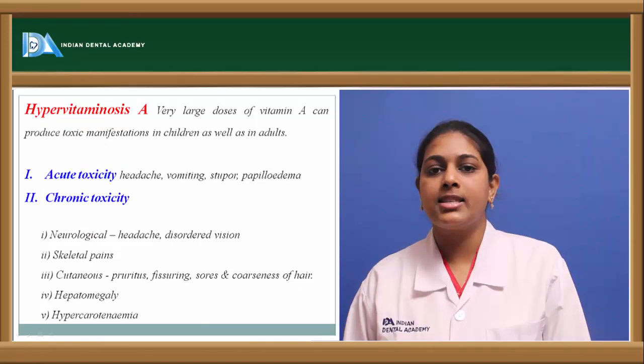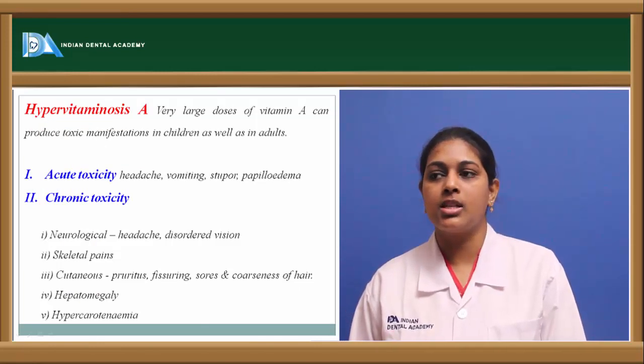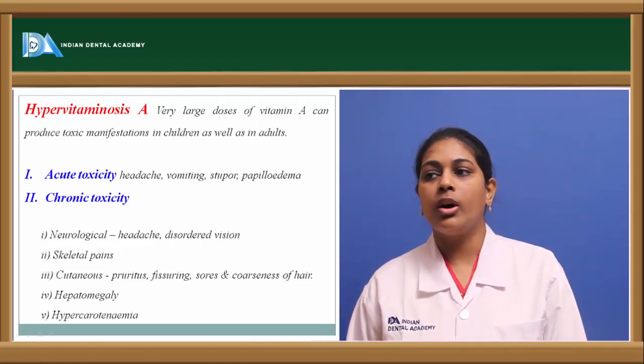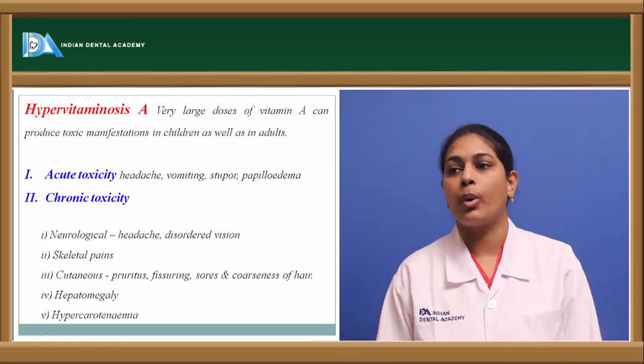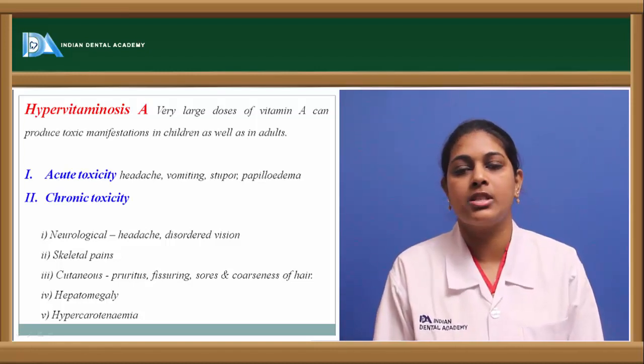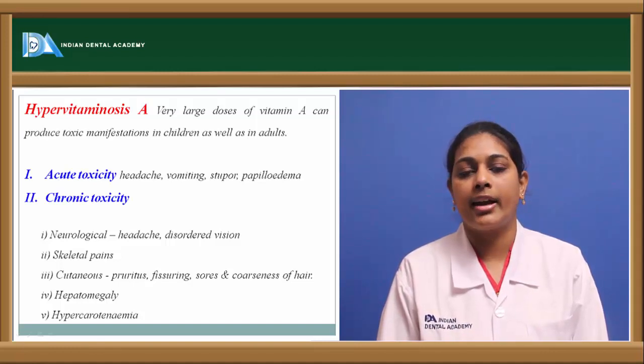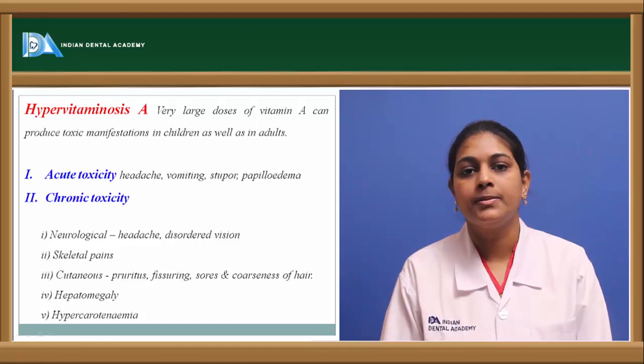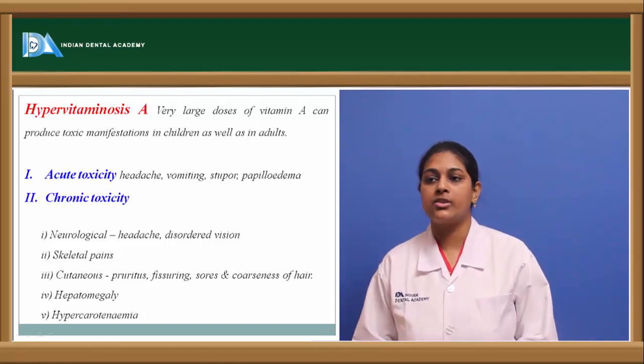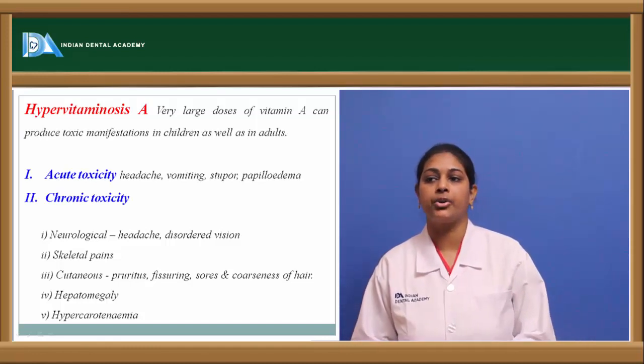When vitamin A is taken in excessive quantities, it is known as hypervitaminosis, and it is defined as very large doses of vitamin A producing toxic manifestations. These hypervitaminosis cases can manifest in children as well as in adulthood. They are broadly classified into acute toxicity and chronic toxicity.